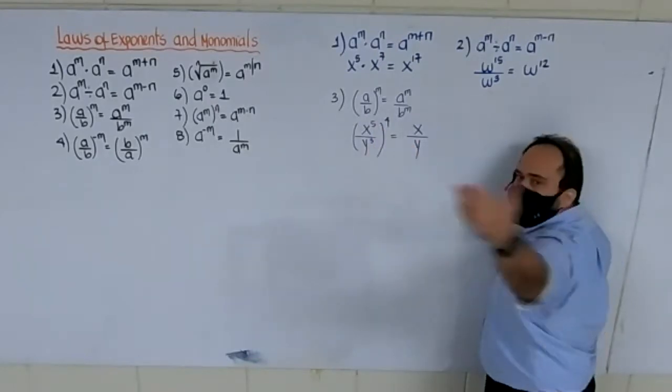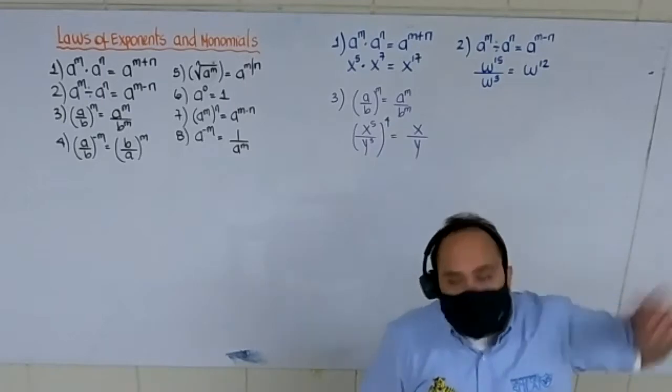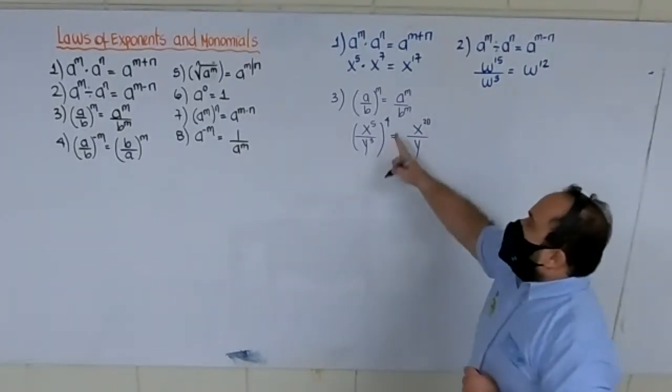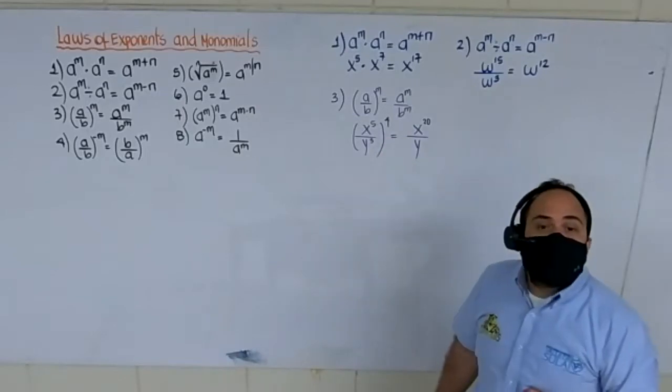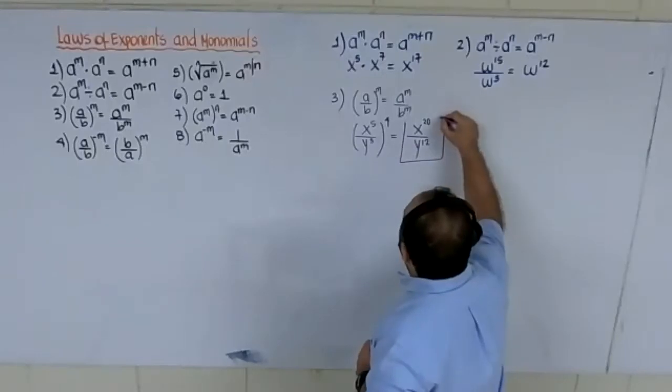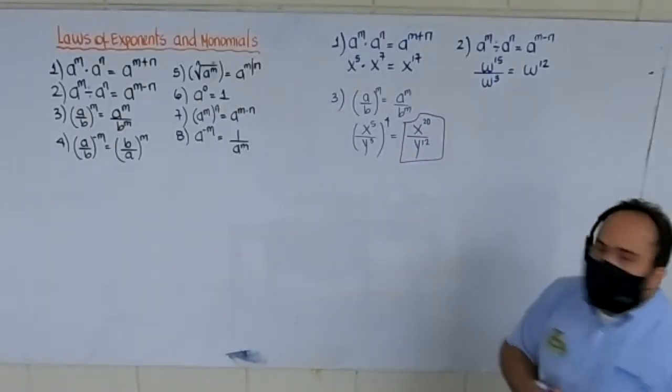4 times 5 will be equal to 20. 20. Okay, that will be x to the 20 power. And 4 times 3 is 12. 12. And this is going to be the solution set of rule number 3.